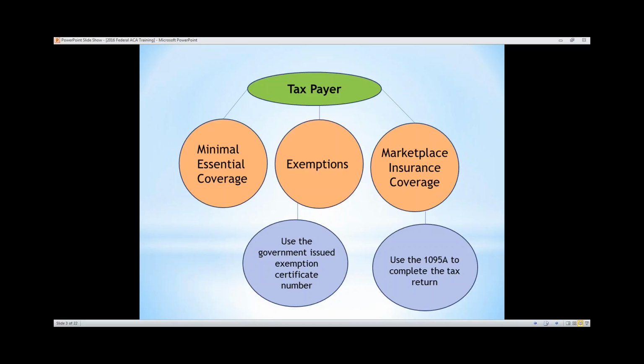If we have that certificate number, then we can just put that into the software. If somebody bought insurance through the marketplace, we absolutely have to have the 1095-A form. So that's what these things are referencing down here.